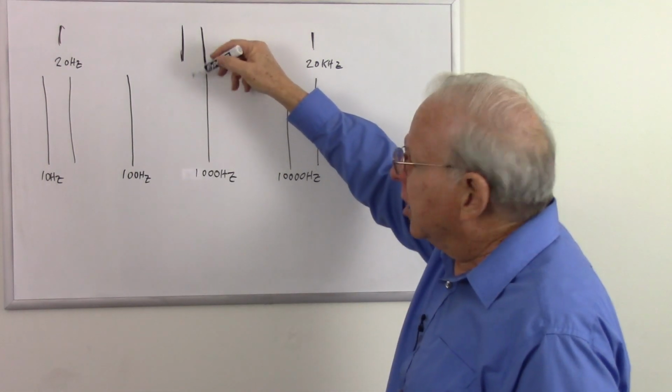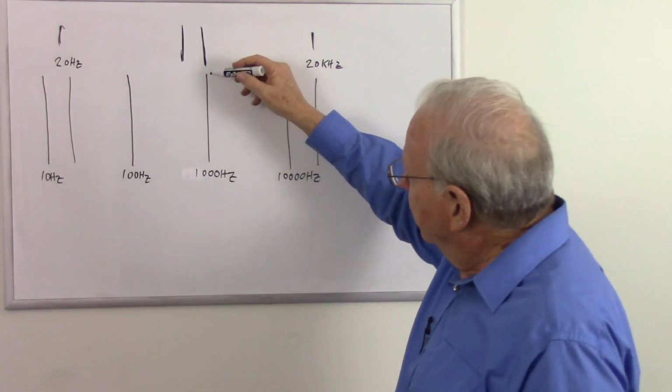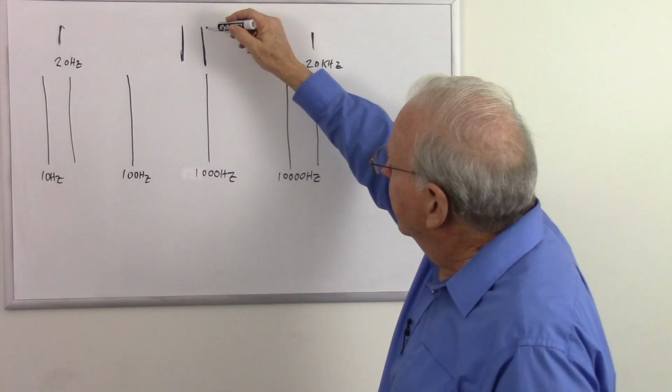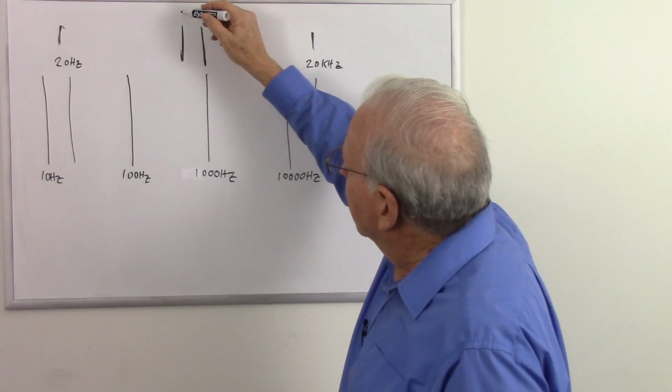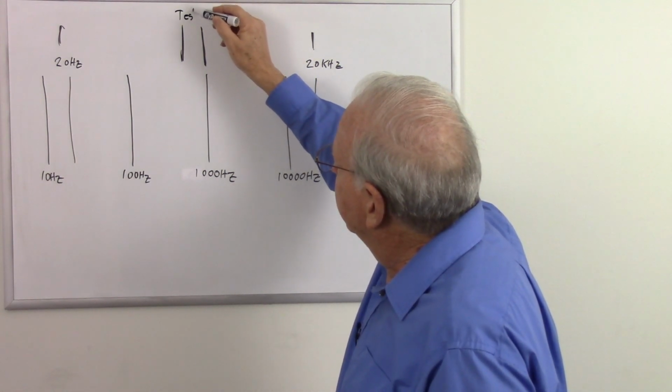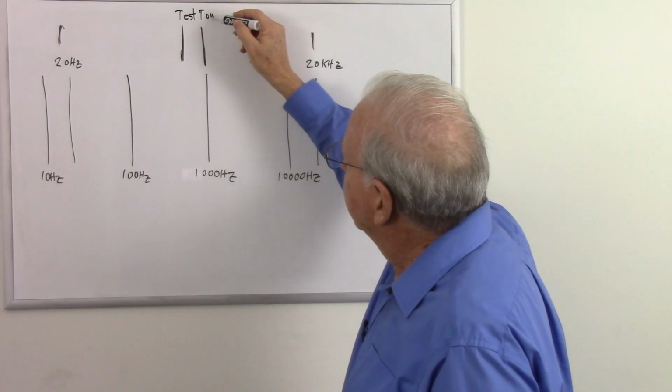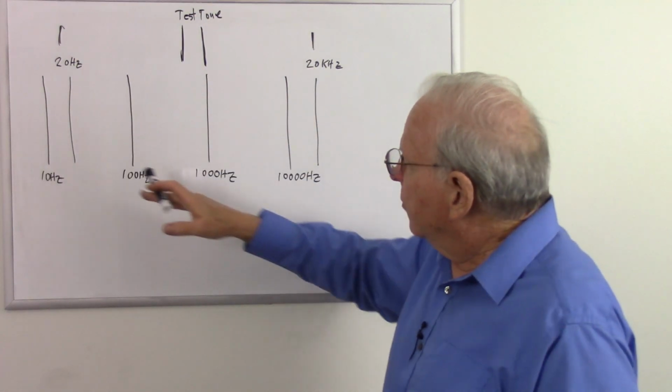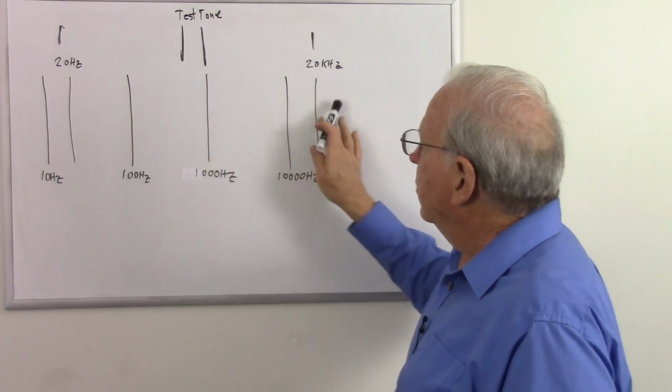400 hertz is a little bit low to use as a test tone, so we kind of kick that up to about 1,000 hertz, and that is your typical audio test tone. So that's your audio frequencies from 20 hertz to 20 kilohertz.